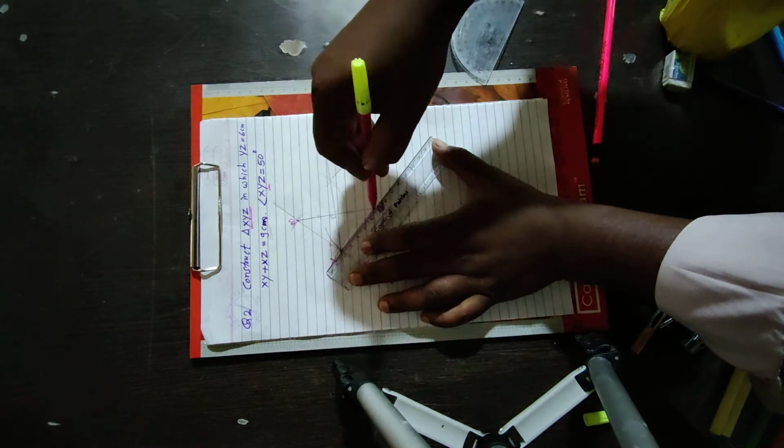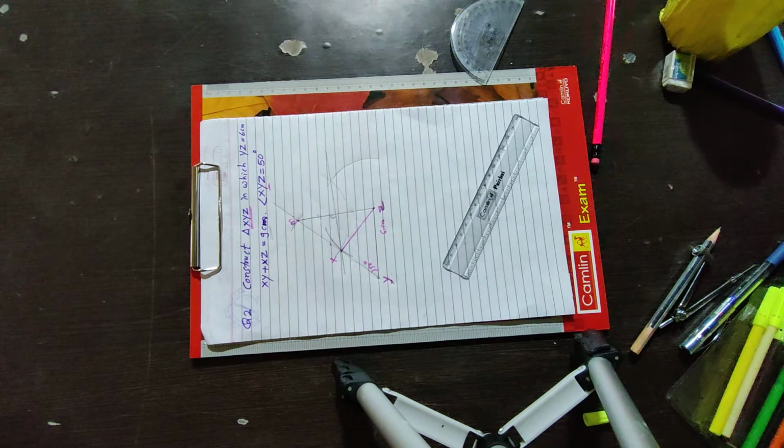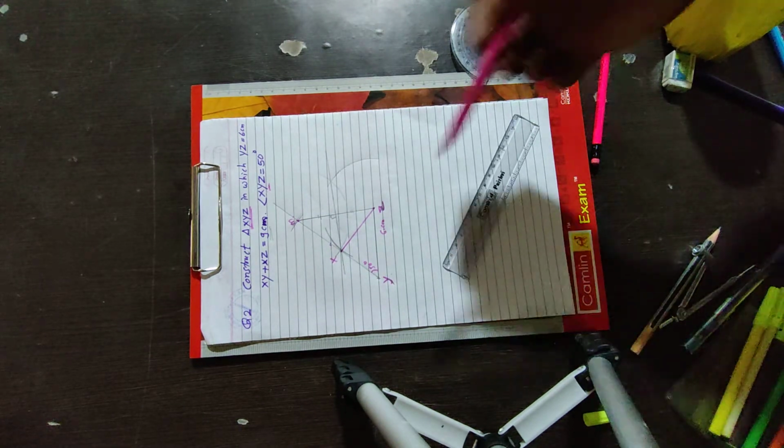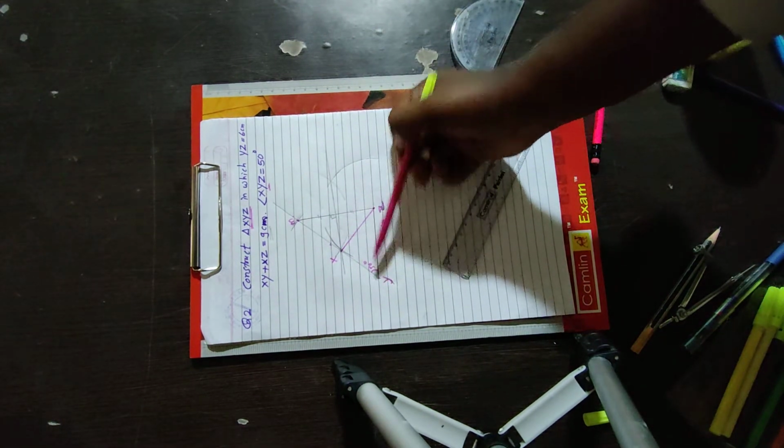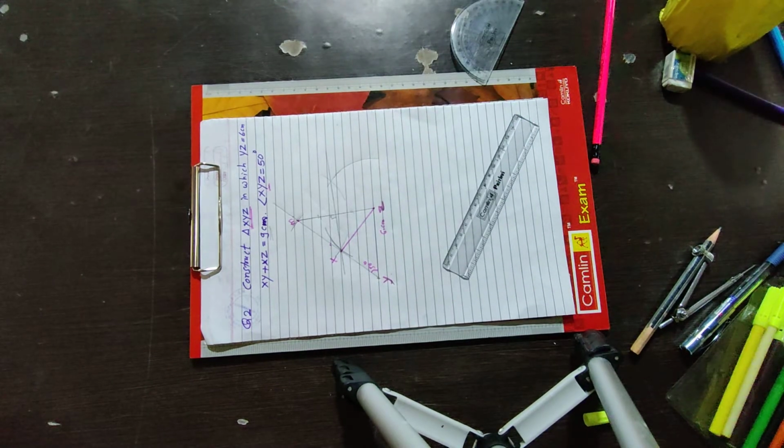So with the help of a sketch pen I have drawn the line to understand. We have prepared XYZ. Like this we have to solve the example.